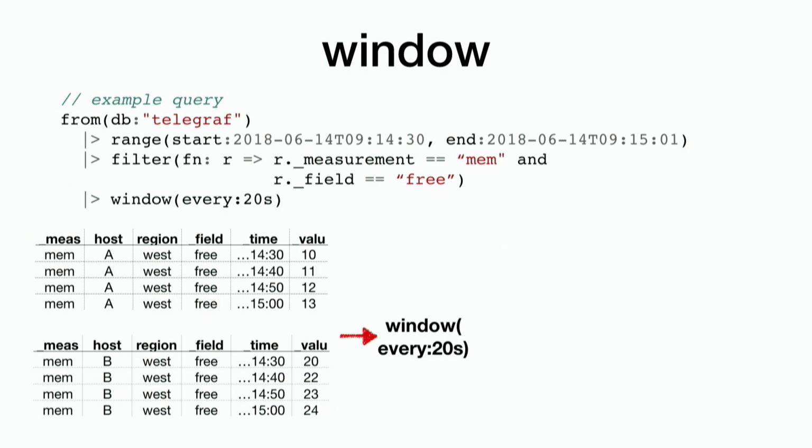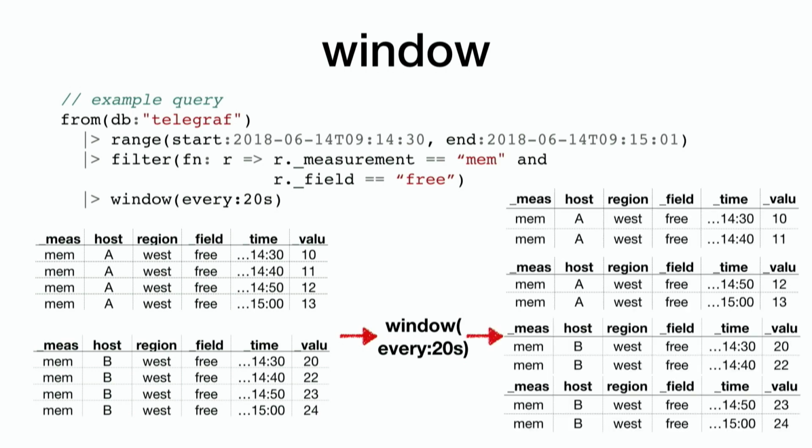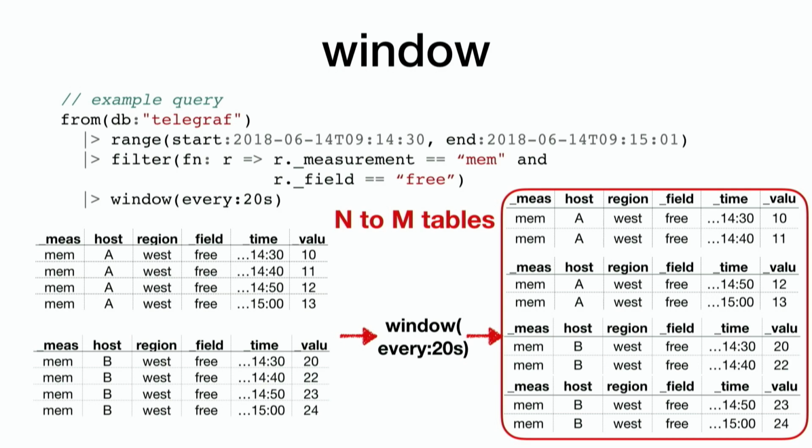And because of the actual data that's in the input tables, we get a split of output tables where we have per time series, per 20-second window, a table of data, right? So in this case, we've gotten 4 output tables, and we have an end-to-end mapping of tables.